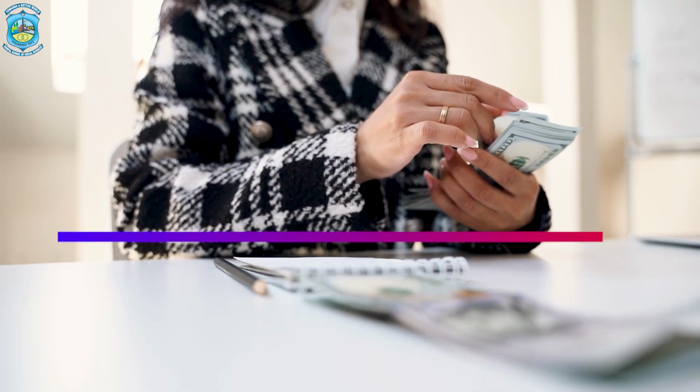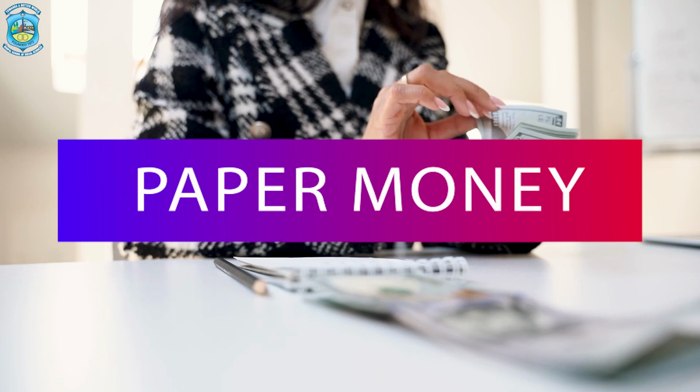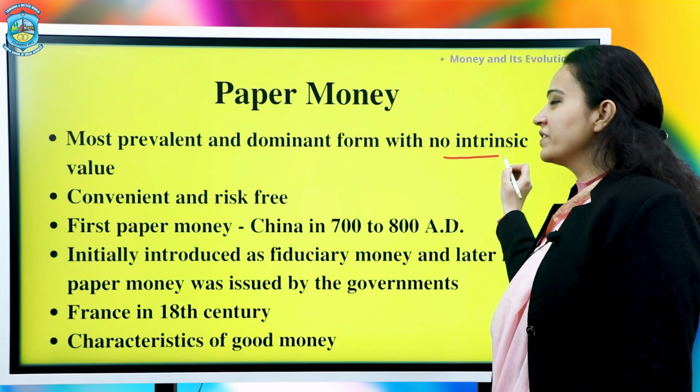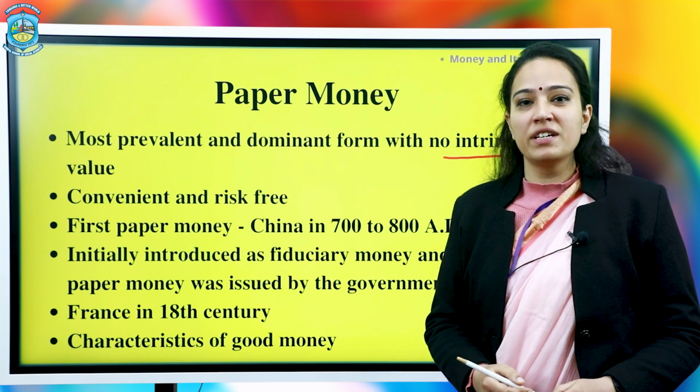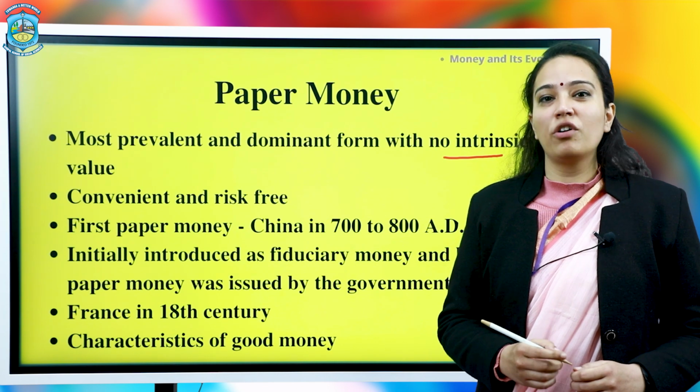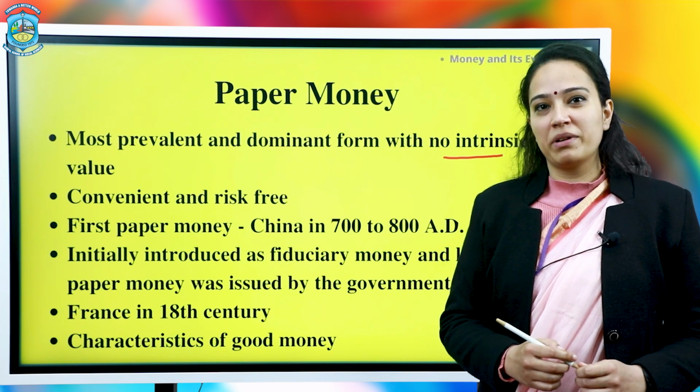Next comes paper money. It is the most prevalent and dominant form of money today, but it has no intrinsic value. It is convenient and risk-free. At the same time, it addresses all the concerns of metallic money and commodity money.